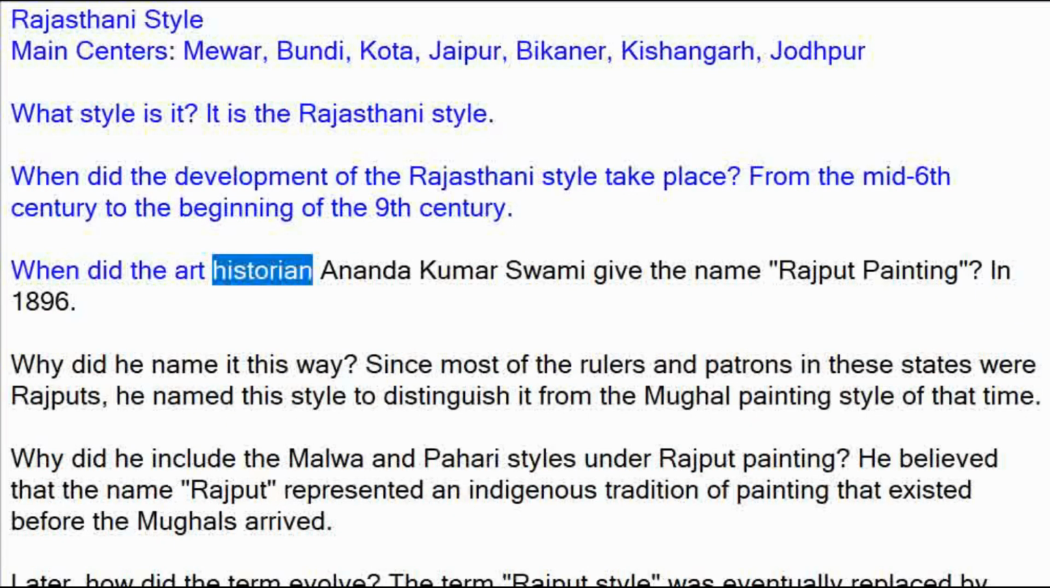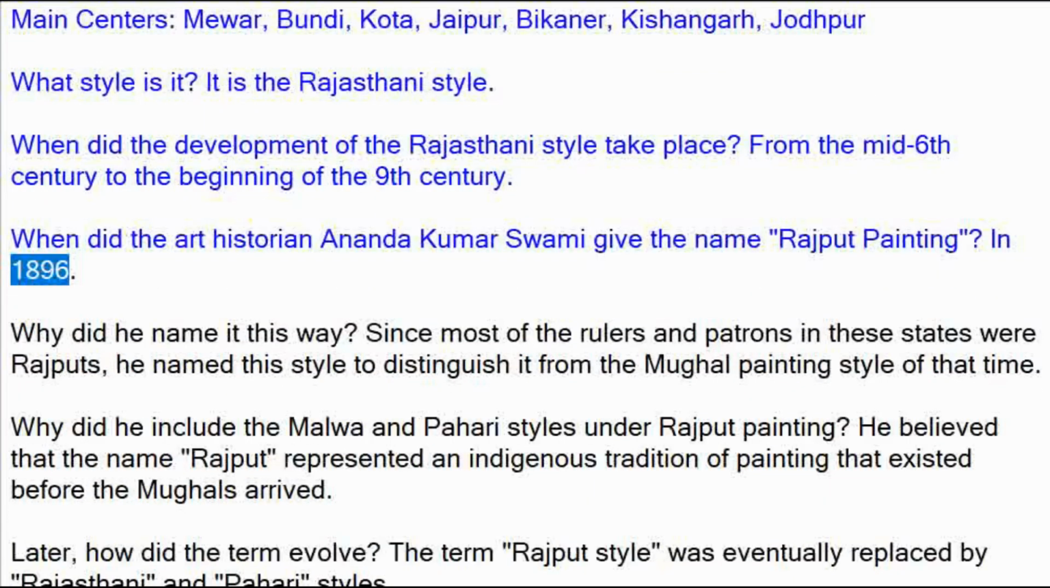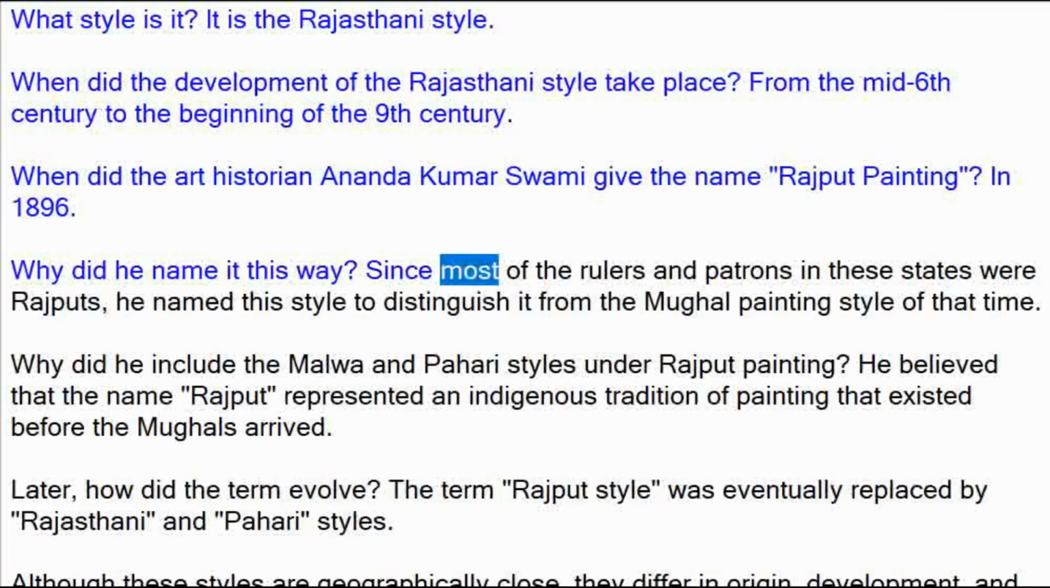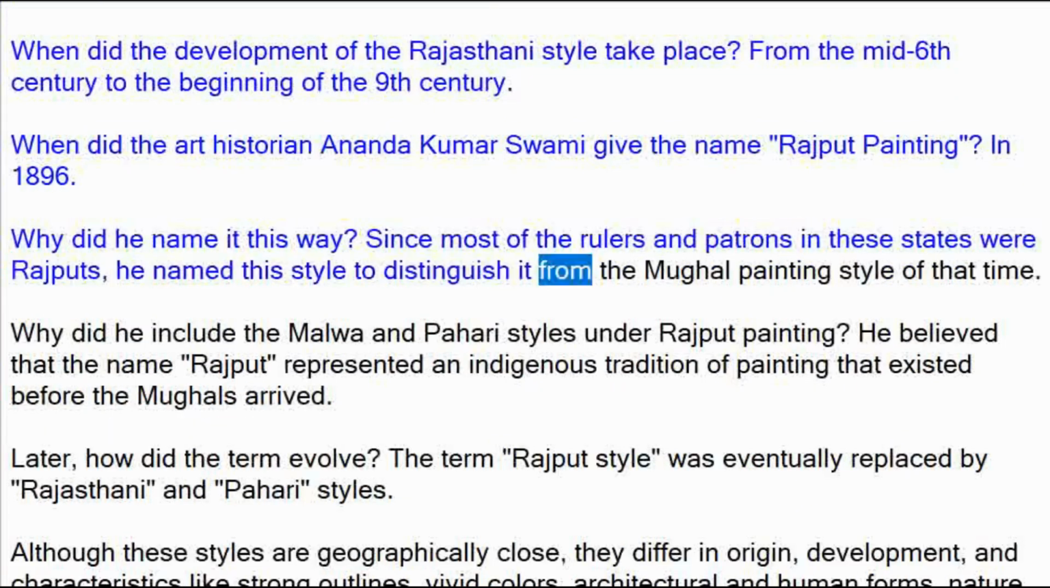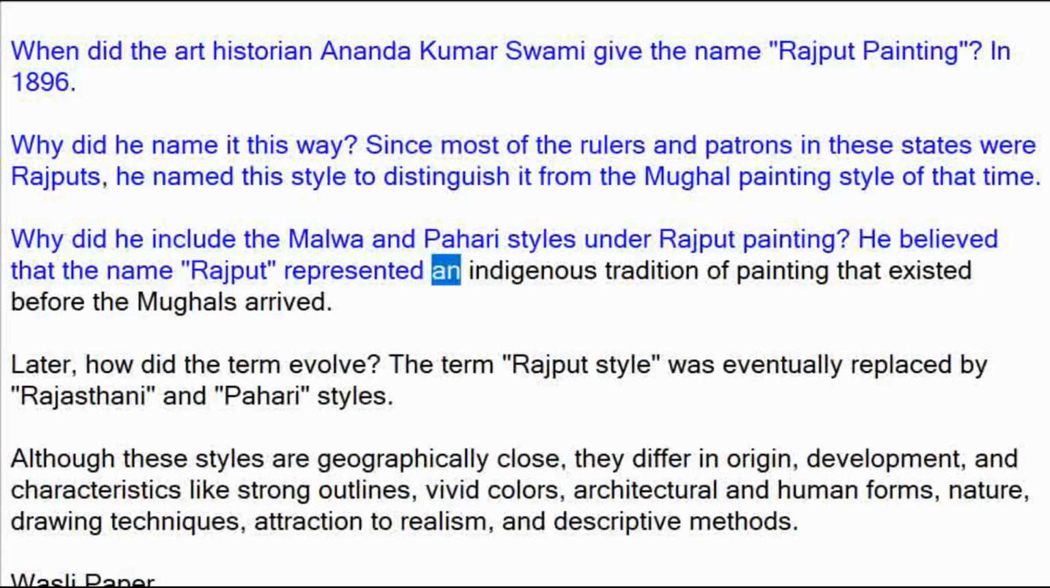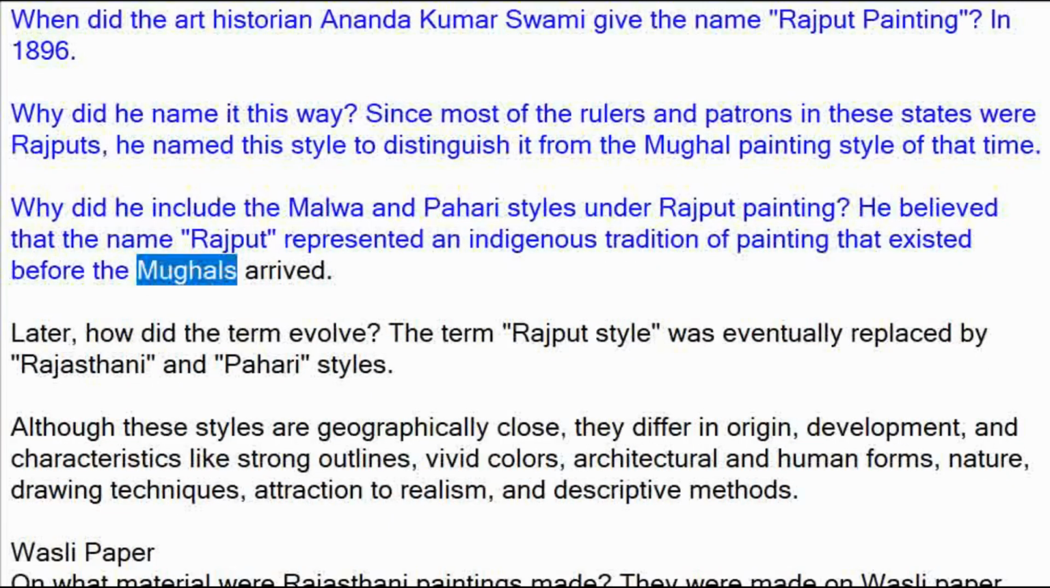When did the art historian Ananda Kumar Swamy give the name Rajput painting? In 1896. Why did he name it this way? Since most of the rulers and patrons in these states were Rajputs, he named this style to distinguish it from the Mughal painting style of that time. Why did he include the Malwa and Pahari styles under Rajput painting? He believed that the name Rajput represented an indigenous tradition of painting that existed before the Mughals arrived.